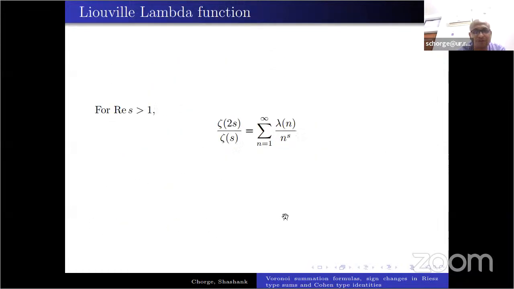Okay, now let's go to the Liouville lambda function. For the Liouville lambda function, we also derived similar identities. The Liouville lambda function has the following representation, which is zeta 2s divided by zeta s for real part of s greater than 1.